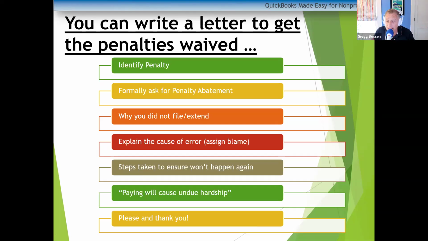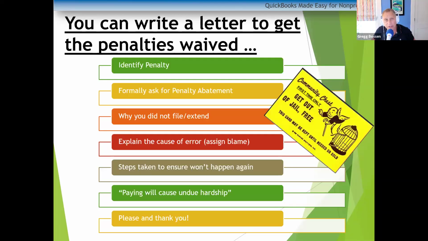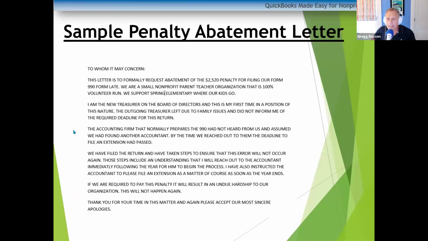Okay? Here is a sample letter. Oh, by the way, the very first time you do this letter, you will get approved. The penalty will be wiped out the first time because there is a get out of jail free card that every nonprofit gets. If you've not asked for penalty abatement before, you'll get it the very first time. Okay? Here is a sample letter for you to look at.